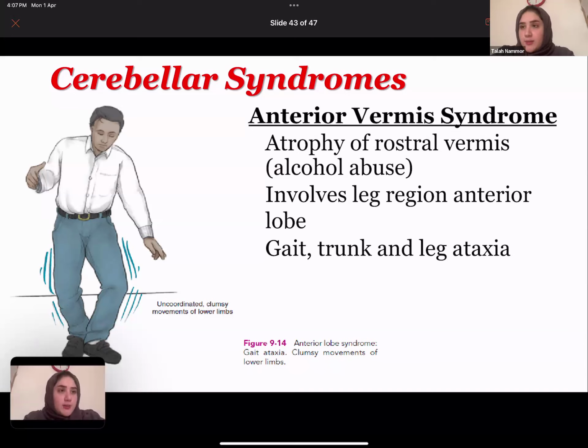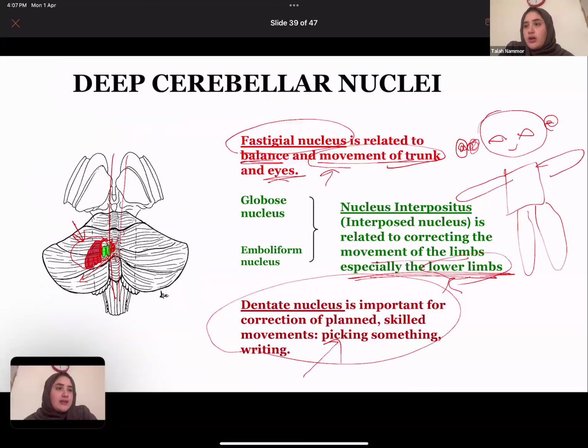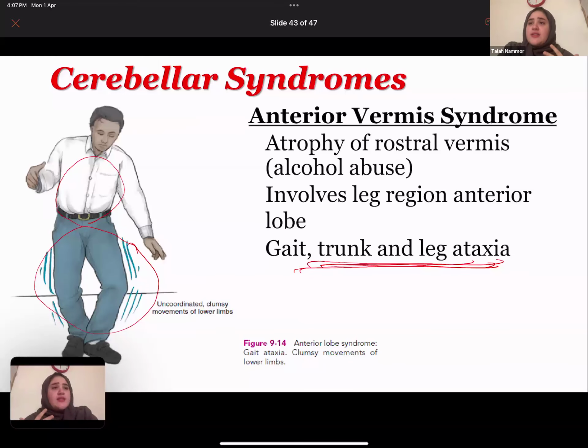So we're going to have alcohol abuse, and because of the alcohol abuse, it's going to cause atrophy of the rostral vermis, or the anterior vermis. It's going to mainly involve the leg and the trunk, so it's going to manifest as trunk and leg ataxia. Remember how we said that if it affects the spinal cerebellum, we're going to have ataxia. So anterior vermis syndrome is a syndrome that's going to involve the leg region, and it's going to cause trunk and leg ataxia, and it's going to affect the gait.